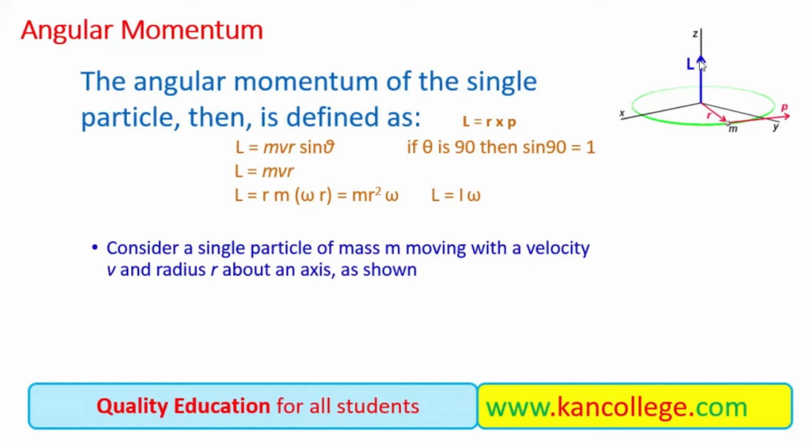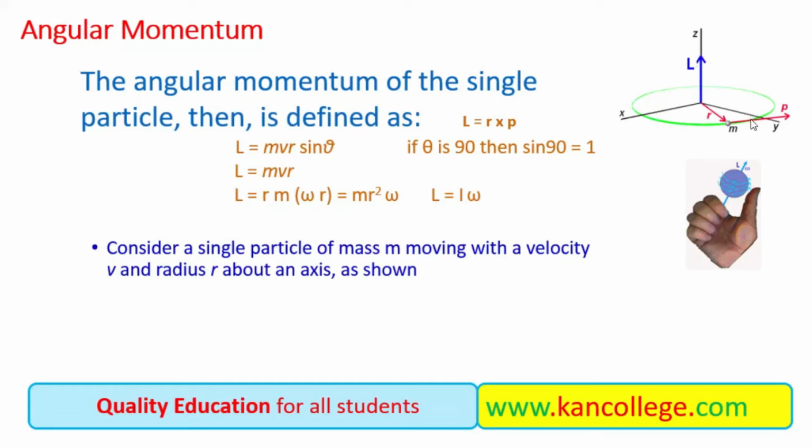The blue vector represents the net angular momentum. The magnitude of this vector is given by the formula mvr sine of theta, and the direction of the vector is given by the right hand rule. According to this right hand rule, place the right hand on the plane to get the direction of this vector. We use the right hand rule.